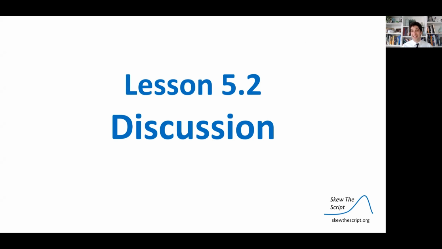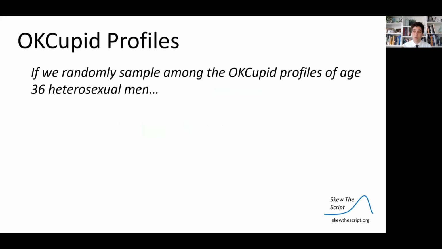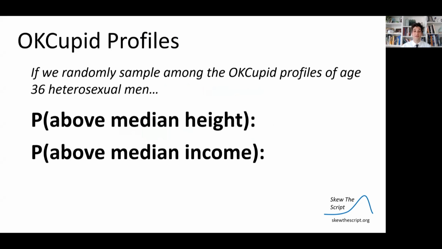So now let's return to the central question of this lesson. We found that if we randomly sample among the OkCupid profiles of age 36 heterosexual men, the probability of finding someone who's above the median height on this website is 64%. We calculated that earlier. And the probability of finding someone above the median income was a whopping almost 78%. Again, we calculated that earlier. And remember, this is not comparing to the median income in the United States. This is comparing to the median income among single adult men living in San Francisco. So among the comparable population in San Francisco.